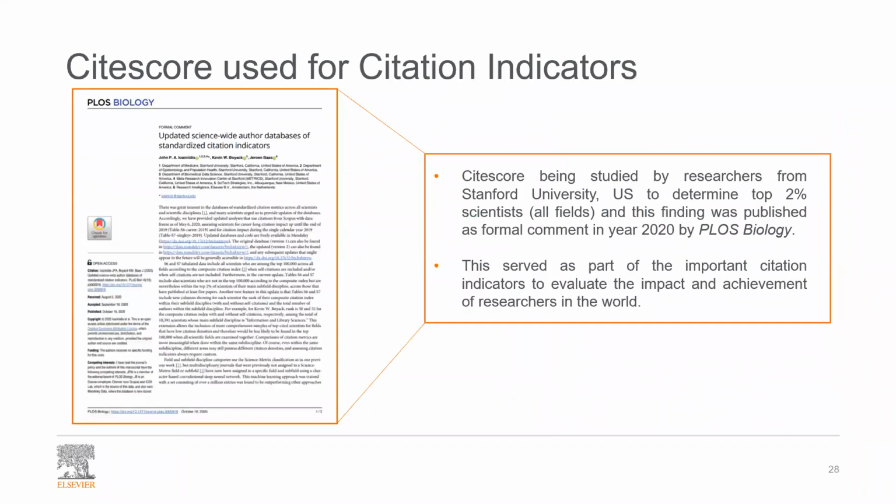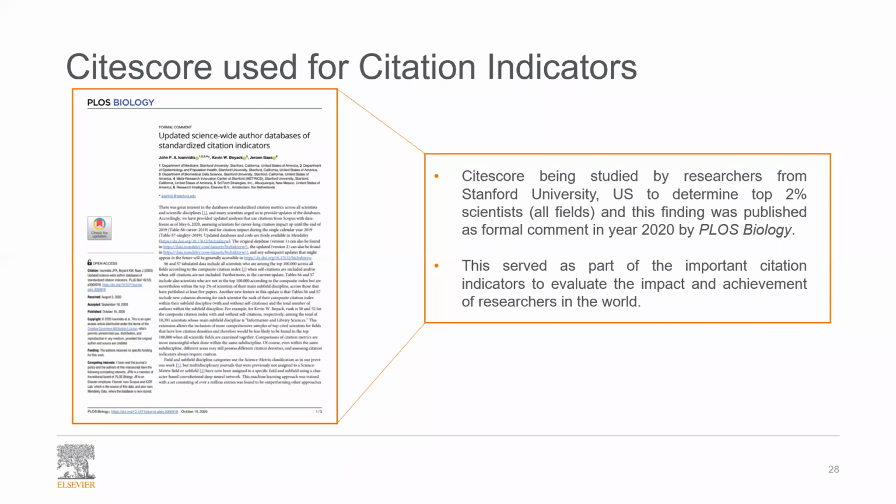So for those of you who may want to find out what the CiteScore is being used for. I'm not sure whether you have heard of or seen these papers published by PLOS Biology, published, if I'm not mistaken, at the end of last year. It actually uses CiteScore to identify the top performing scientists in the country based on the subjects. And in Malaysia, there were also some top performing scientists in the list.